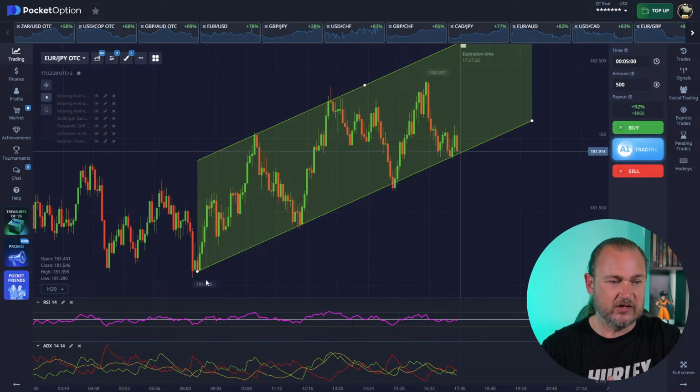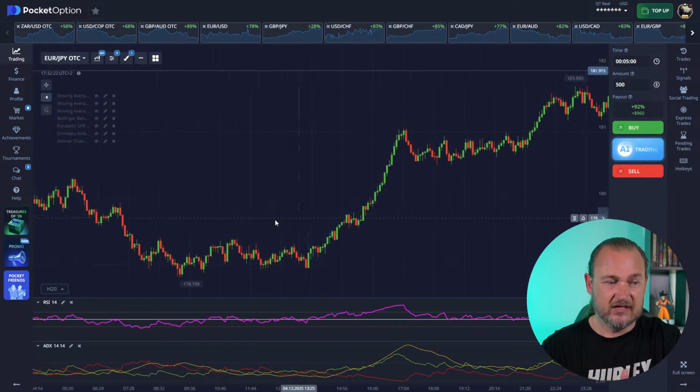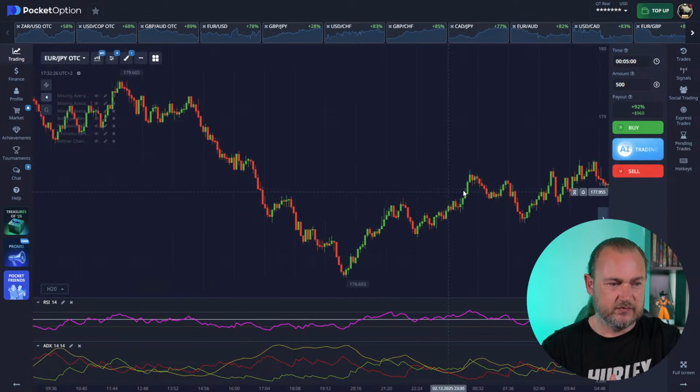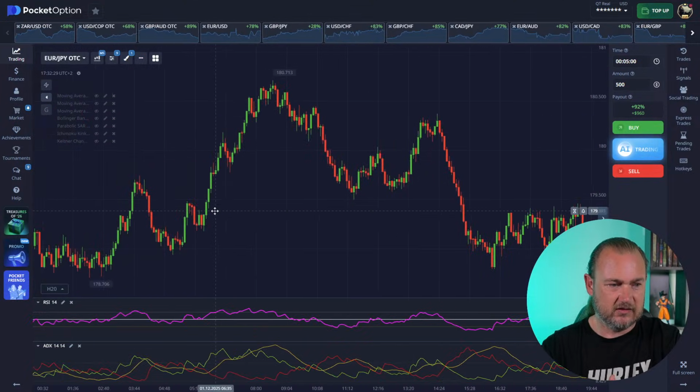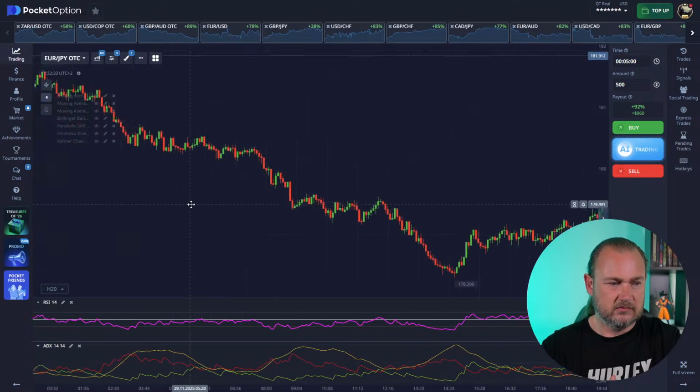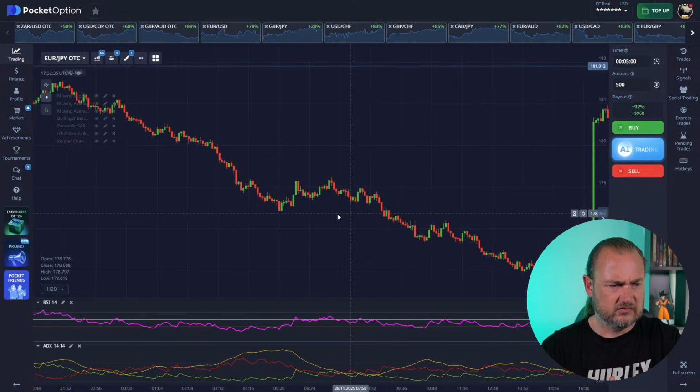Same goes for big DI plus spikes. If it's a green spike, let's see if we can find one. They don't occur too often. Really not too often.